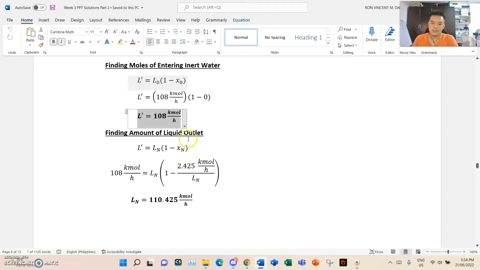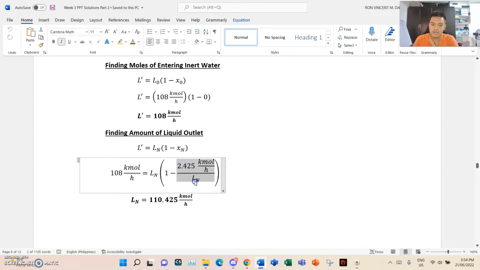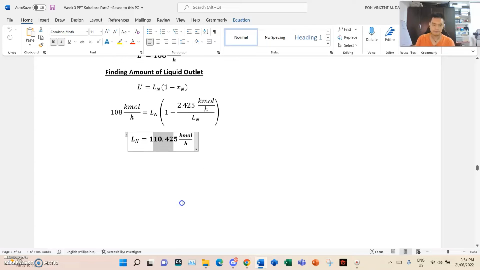Then finding the liquid outlet, this follows the same formula as the one earlier. However, this is in terms of the outlet conditions. Since we already know the inert amount of water going out and in, and we also know xn, which is this one earlier, substituting it, we have one unknown and one equation. I calculated that the outlet liquid components exit the stream at 110.425 kilomoles per hour.